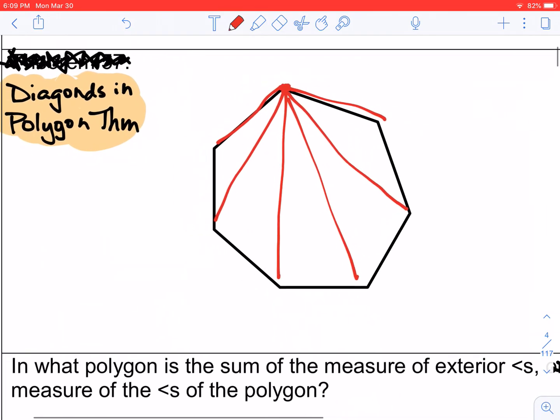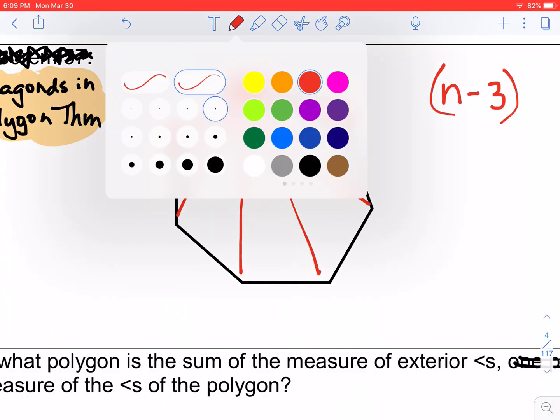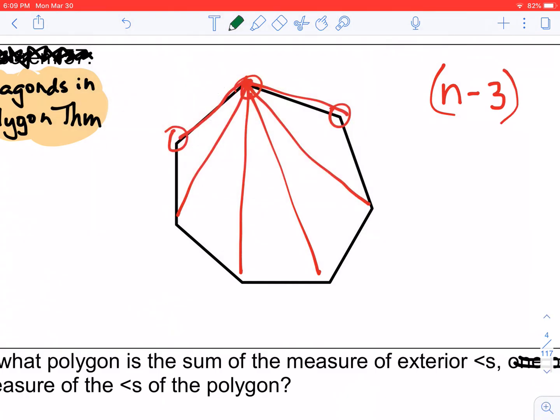So that would imply that I would need to take the number of sides and take off 3, because again I can't draw to any of those 3. I can only draw to those 4. Now let me just pick any random one. Let's take this one here for example, and let me draw the diagonals here now, because in this case we're not drawing for one particular but all of them.